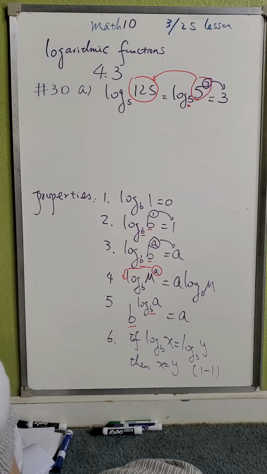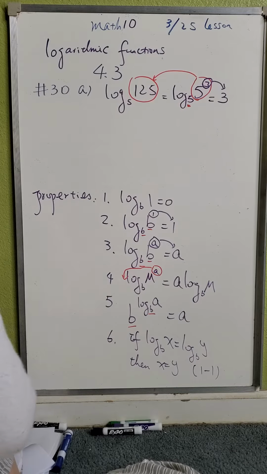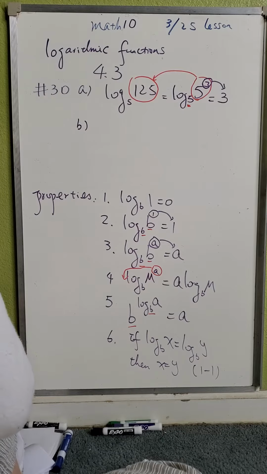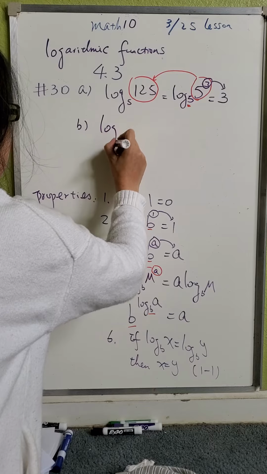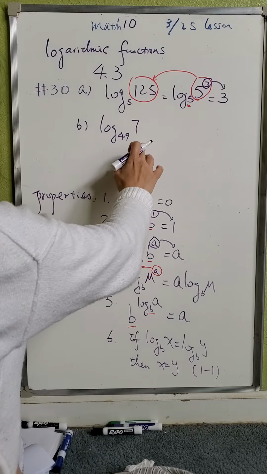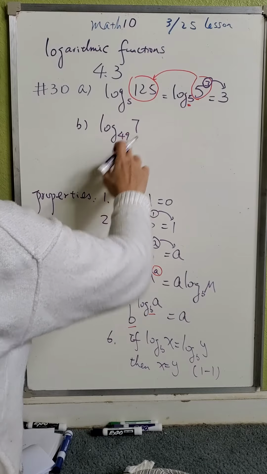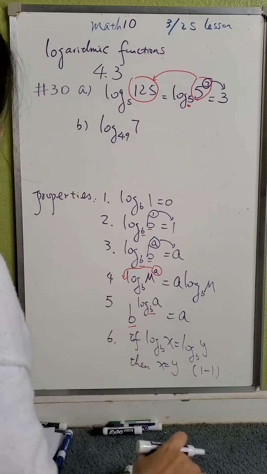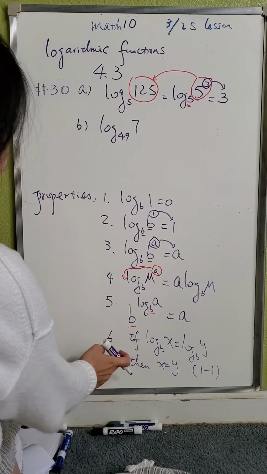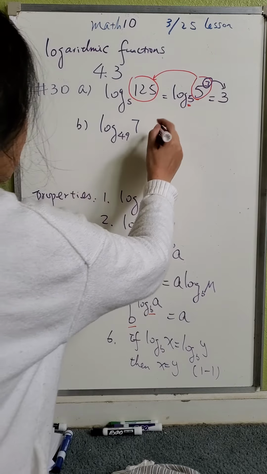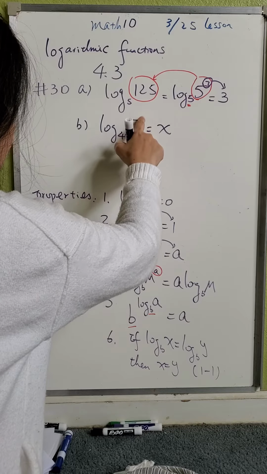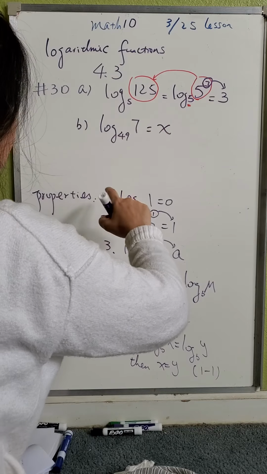Let's look at part B, log base 49 of 7. These ones are harder to see. It's harder to see what power that is: 49 to what power equals 7. So if that's the case, I like to use property number 7. I'm going to set this as an x first because I couldn't see it. This equals 49 to what power? It's not like these are really easy to see.